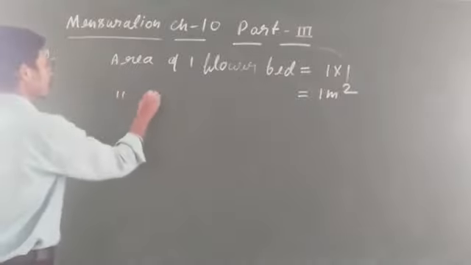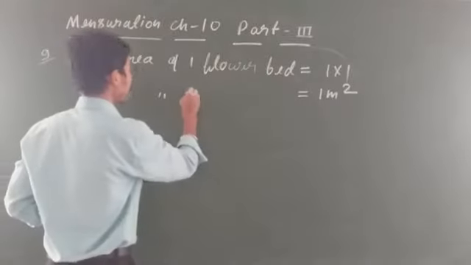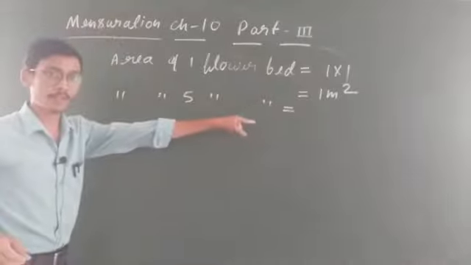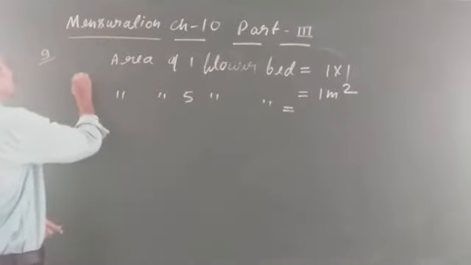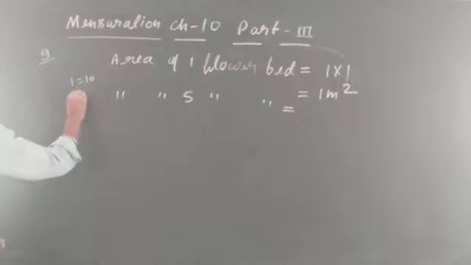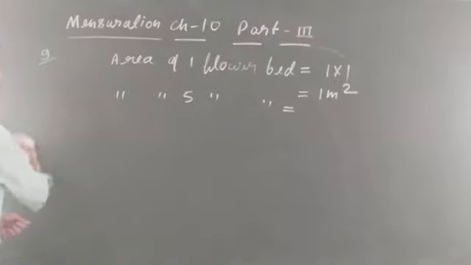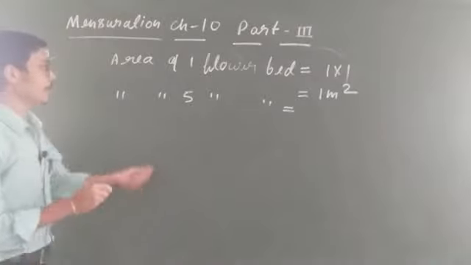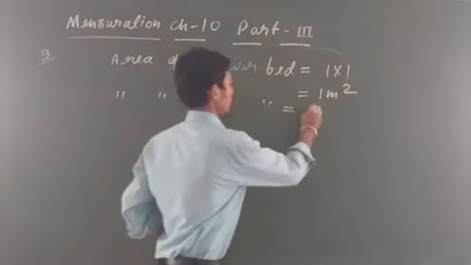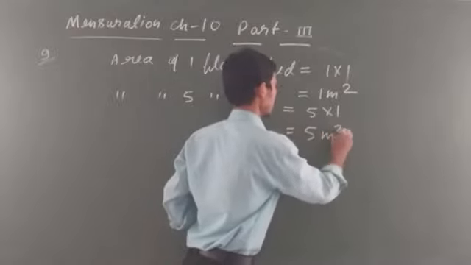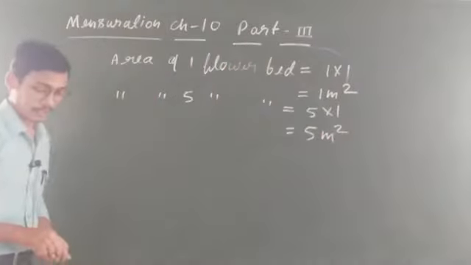So now I can write down the area of 5 flower beds. Now the area of 1 flower bed is 1 meter square. Just like the cost of 1 pen is 10 rupees, so the cost of 2 pens is 2 into 10. You know that. So now come to the question. The area of 5 flower beds will be multiplied by 5. Write down 5 multiplied by 1, that is 5 meter square. Is that clear, student?